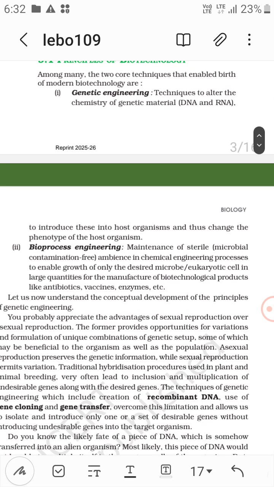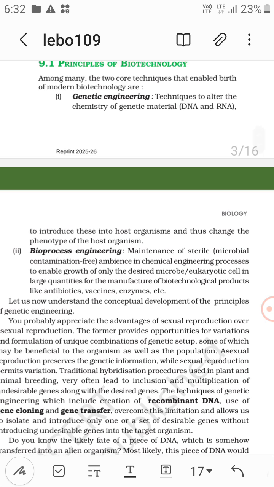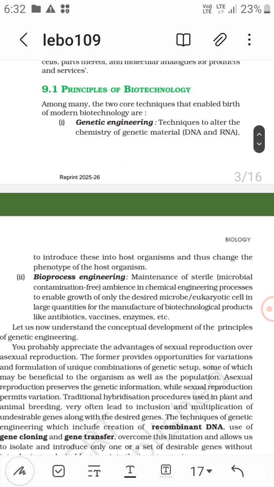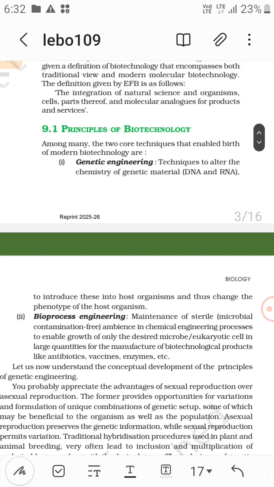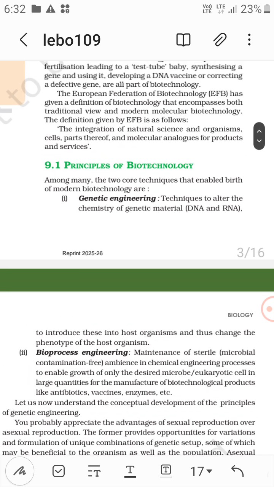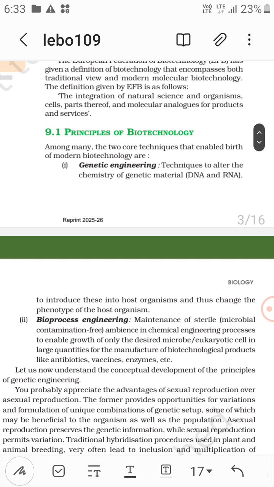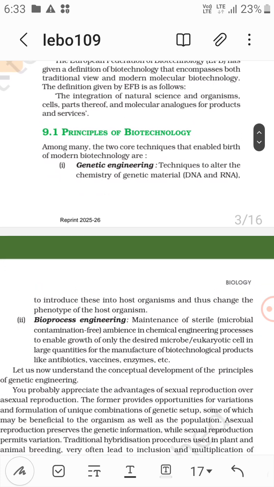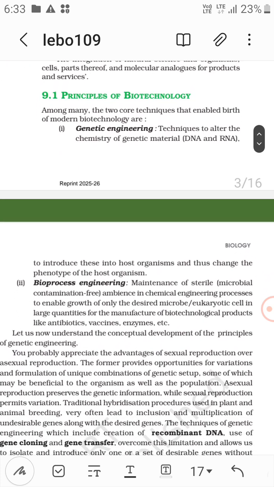Now bioprocess engineering: maintenance of sterile, that is microbial contamination free, ambience in chemical engineering processes to enable growth of only the desired microbe or eukaryotic cells in large quantities for the manufacture of biotechnological products like antibiotics, vaccines, and enzymes. It is contamination free, free of pathogens or something like that. It's clean. So this is the maintenance of sterile ambience. So genetic engineering alters the genetic material, and another process is bioprocess engineering.